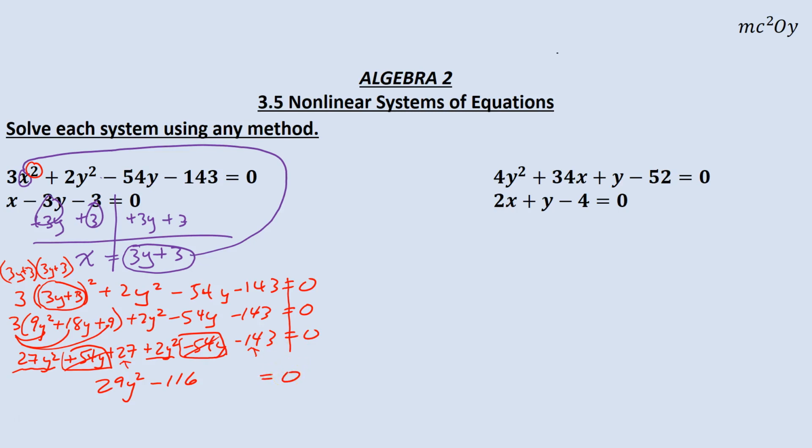All right, so now I'm just going to solve using roots. I'm going to add 116 over, so 29y squared equals 116. I'm going to divide by 29, so y squared equals 4.